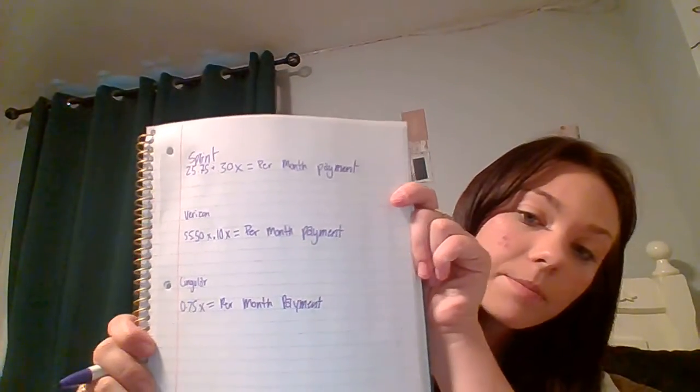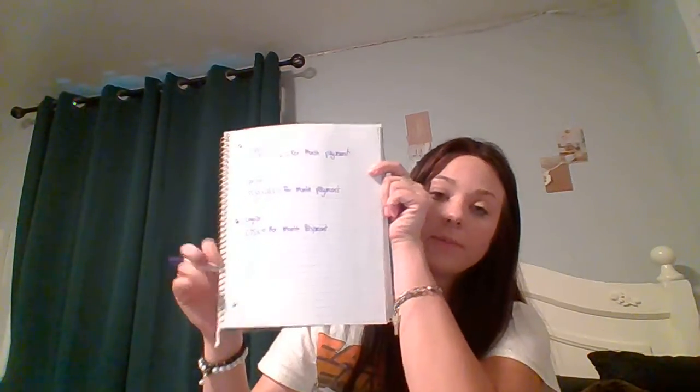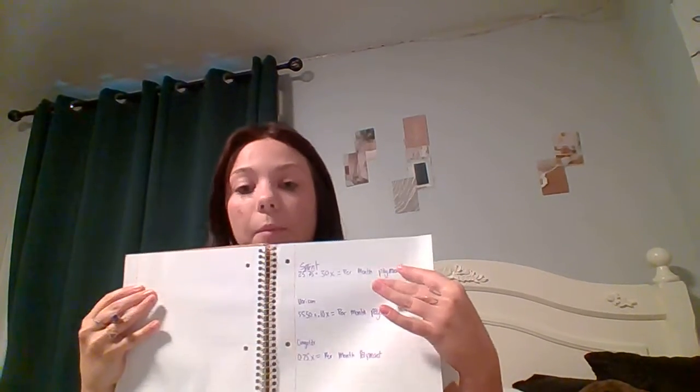So this might be a little bit backwards where I'm facing the camera, but I have all of these written down right here on this paper. And if I flip it and open it up so I have both pages, then I can work right here and still see what is right here. Okay, so we're going to start off with Sprint. How many minutes do you think we'll need to be able to make Sprint the cheaper option, where it's $25.75 a month plus that extra 30 cents for every minute?